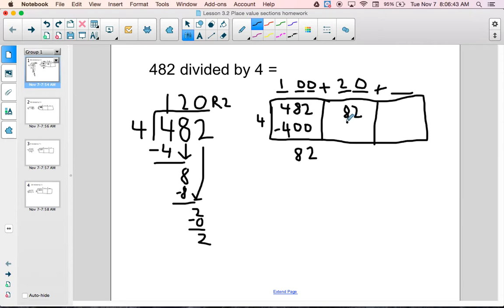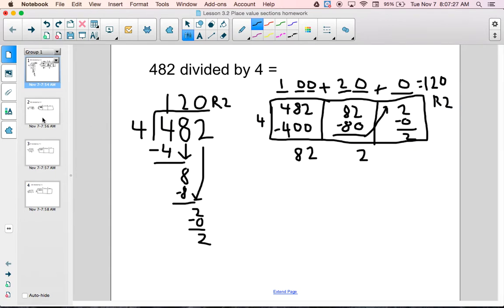20 times 4 is 80. Subtract. 2 take away 0 is 2. Bring that up here. 4 will not go into 2. Put a 0. 0 times 4 is 0. You add these up. I have 1 in the hundreds place. I have a 2 in the tens place. I have a 0 in the ones place. And I have 2 left over. Remainder 2.